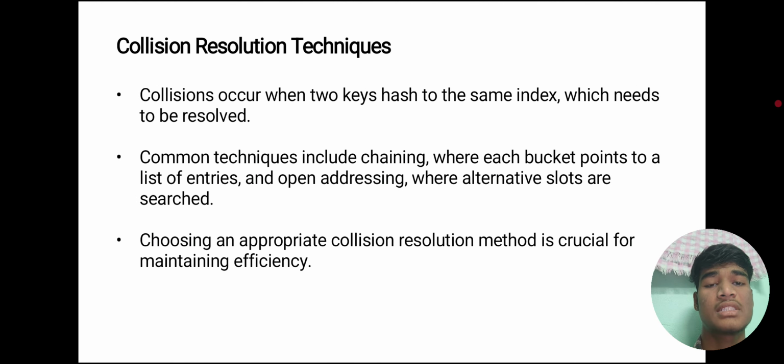Collision resolution techniques. A collision occurs when two keys hash to the same index, which needs to be resolved. Common techniques include chaining, where each bucket points to a list of entries, and open addressing, where alternative slots are searched. Choosing an appropriate collision resolution method is crucial for maintaining efficiency.